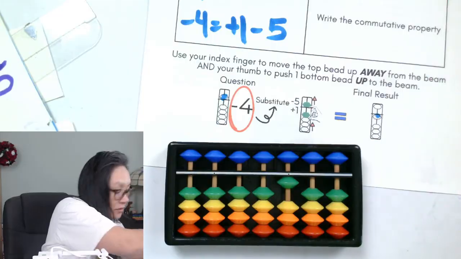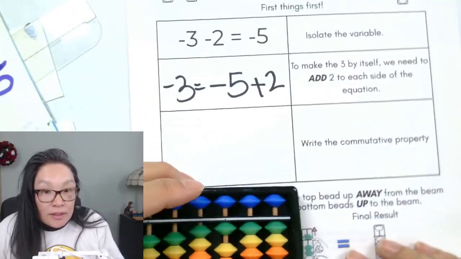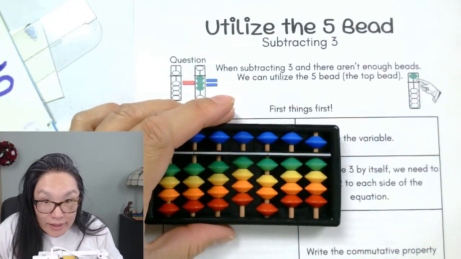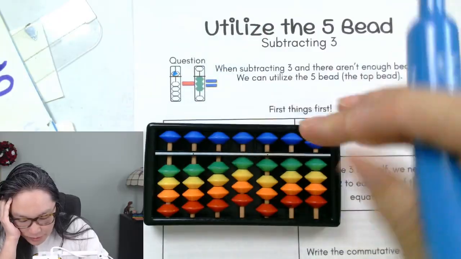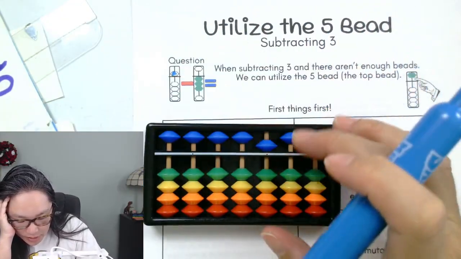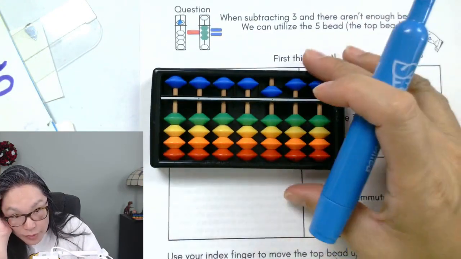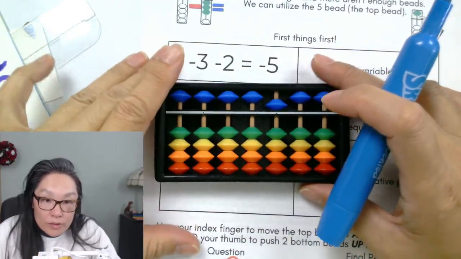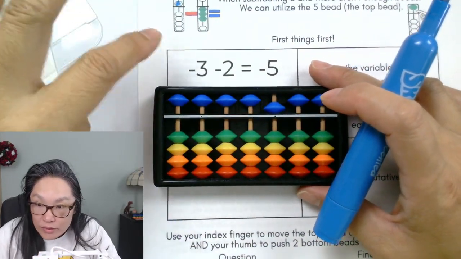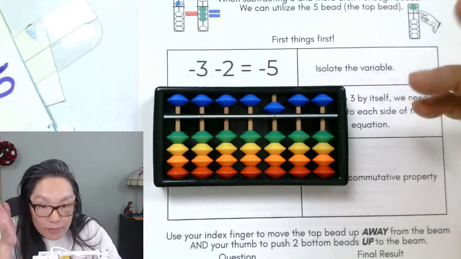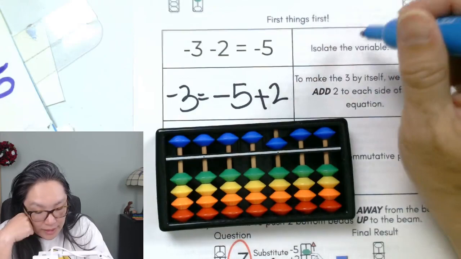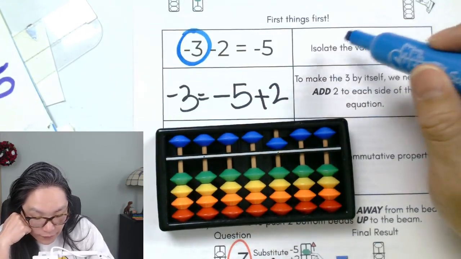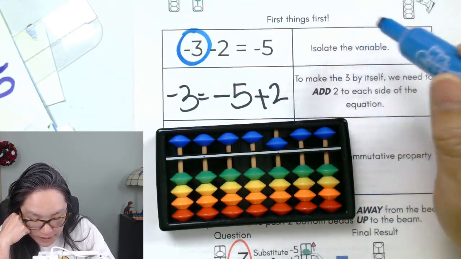And then we do the next one. Here is my next one. 3. Again, we're going to subtract 5 from 3. Minus 3. 1, 2, 3. And what are we going to do? Well, we know what our formula is, right? We're going to do minus a 3 minus 2 equals minus 5. That's a very common pattern. So what we're going to do is isolate the variable, because we need to isolate the 3. Minus the 3 is what we're going to isolate.